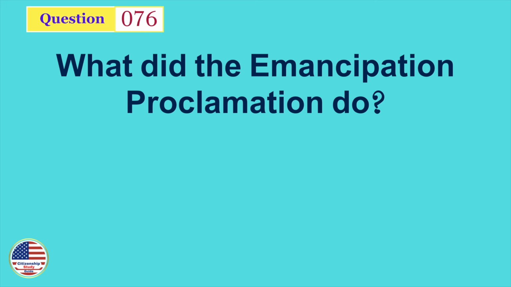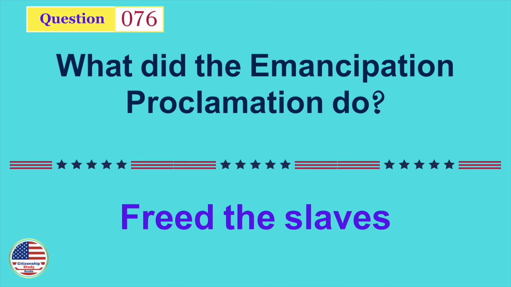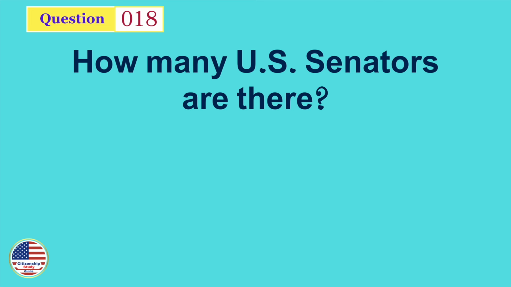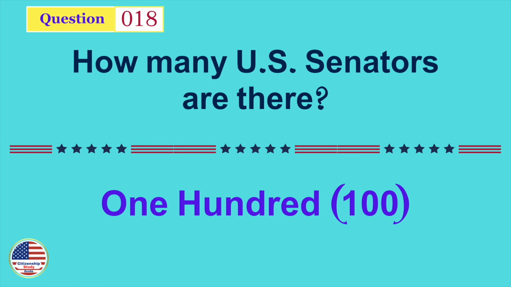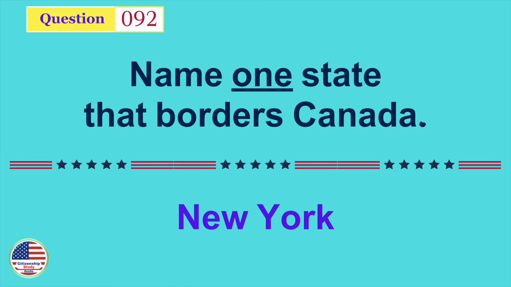What did the Emancipation Proclamation do? Freed the slaves. How many U.S. senators are there? 100. Name one state that borders Canada. New York.